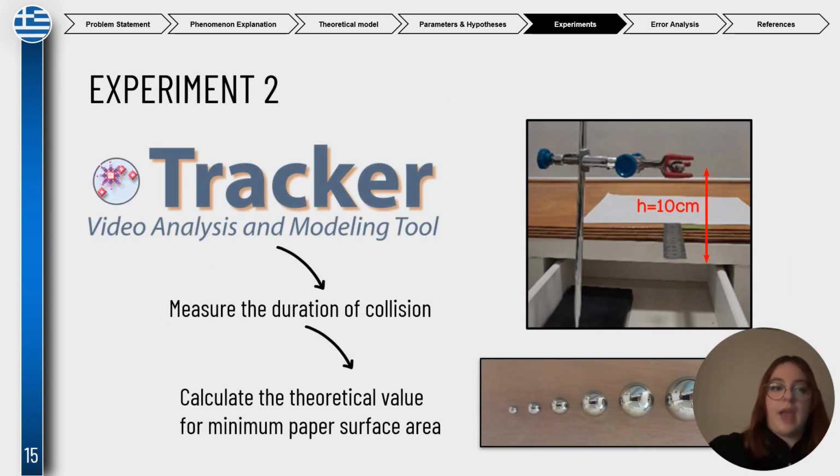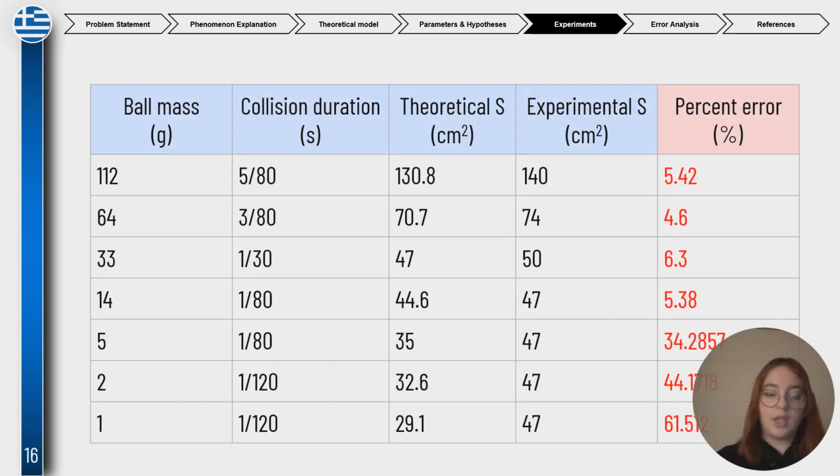We used Tracker as a video analysis and modeling tool so that we could measure the duration of the collision and also calculate the theoretical value for minimum paper surface area. And this is a table which we obtained by Tracker with the experimental results. Firstly, we can see the ball masses, and then the collision duration, which was obtained by Tracker, the theoretical S and experimental S, both in centimeters squared, and the error percentage.